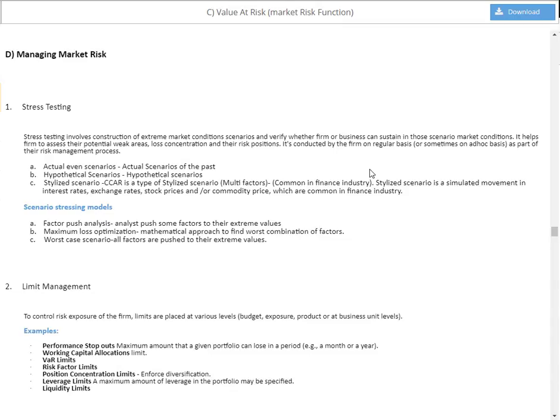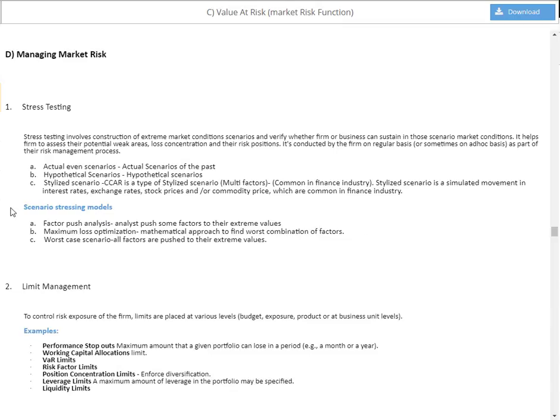different regulators in the US and in other areas like the UK, they come up with capital control scenarios. So CCAR is a type of stylized scenario. It's a multi-factor scenario common in the finance industry. It's a simulated movement in interest rates, exchange rates, stock prices, commodity prices, which are common in the finance industry.